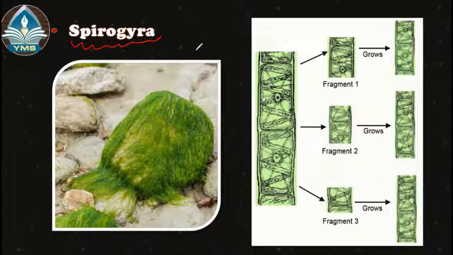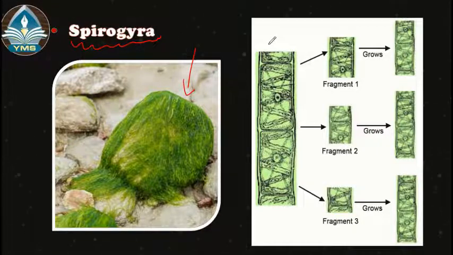And what is Spirogyra? It is a kind of green algae, a green substance you can find in ponds, rivers, and wet places which have water near them. You'll find this green substance on the rocks. This is Spirogyra. How does it reproduce?